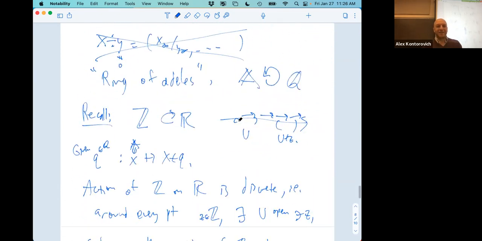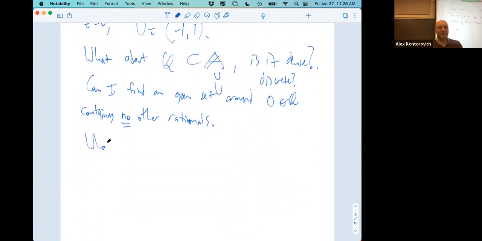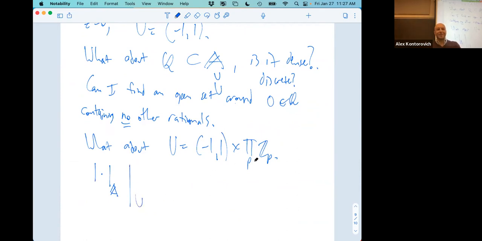Check this out. What about this: take negative 1 to 1 in the reals, cross the product over all the Z_p. Exactly as Joy is starting to get to, right? What about this set? The adelic norm, the product of all the norms, restricted to U. All of these have absolute value at most 1, multiplying things at most 1. This has absolute value strictly less than 1. These are all numbers with absolute value strictly less than 1. Why can't it contain any rationals?